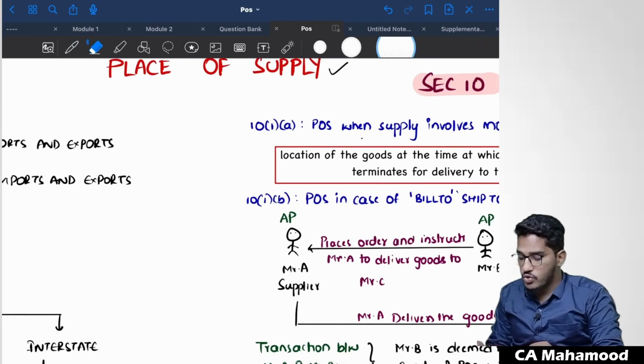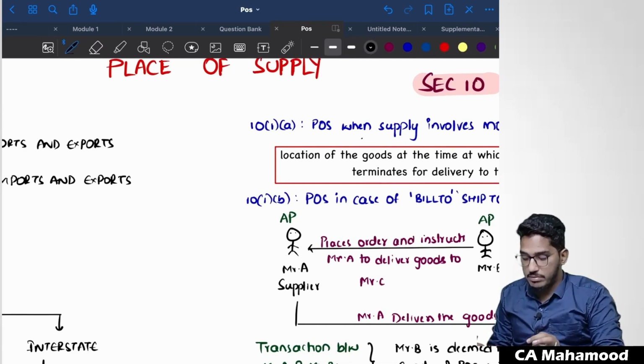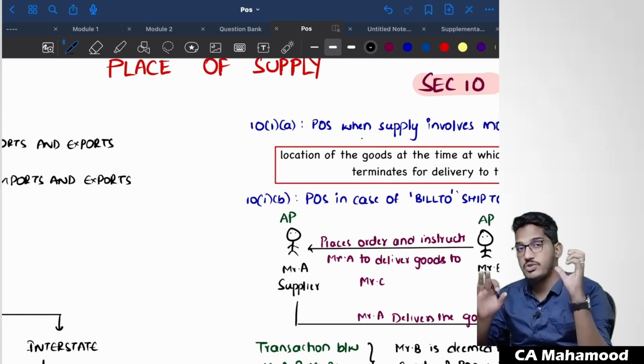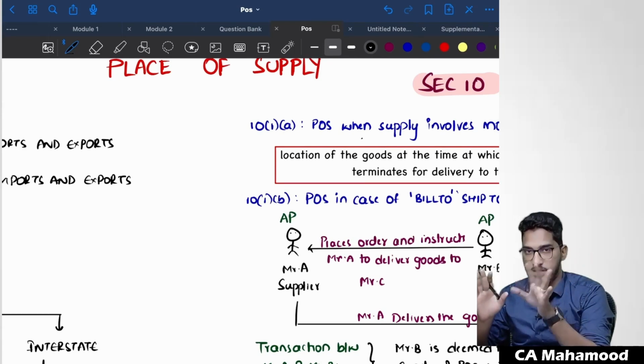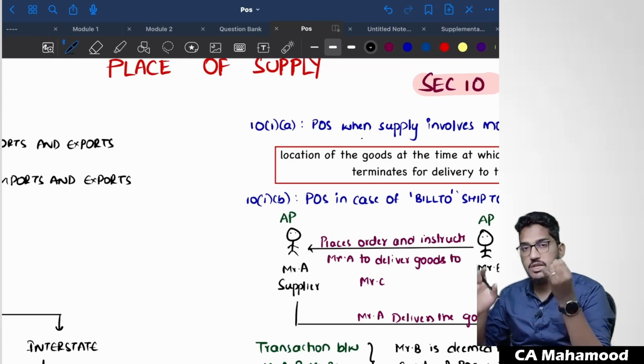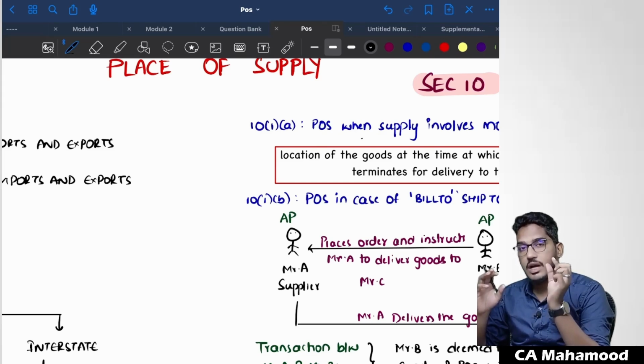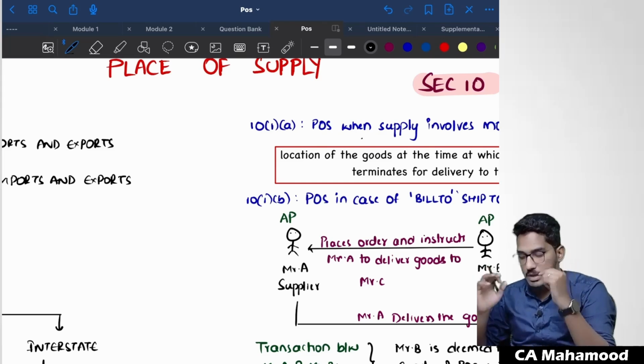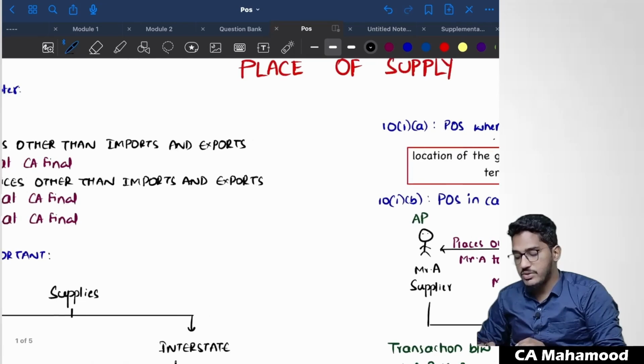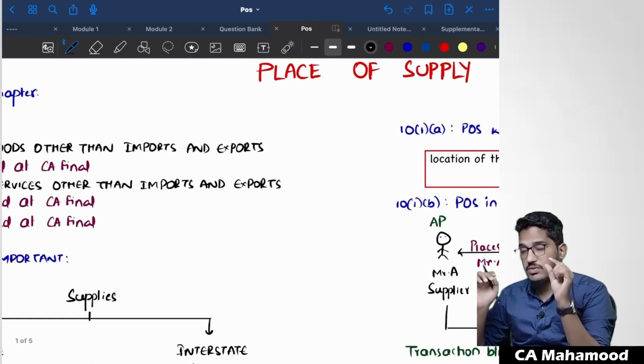First of all, what is the scope of this chapter? What exactly are we going to learn? See, till now, in all the other chapters, whatever we have discussed, we have read sections of the CGST Act. Take the supply chapter, registration chapter, composition levy, charge of GST: in all the chapters, whatever sections we have learned are sections of the CGST Act. But in this particular chapter, place of supply, we are not learning the sections of the CGST Act.